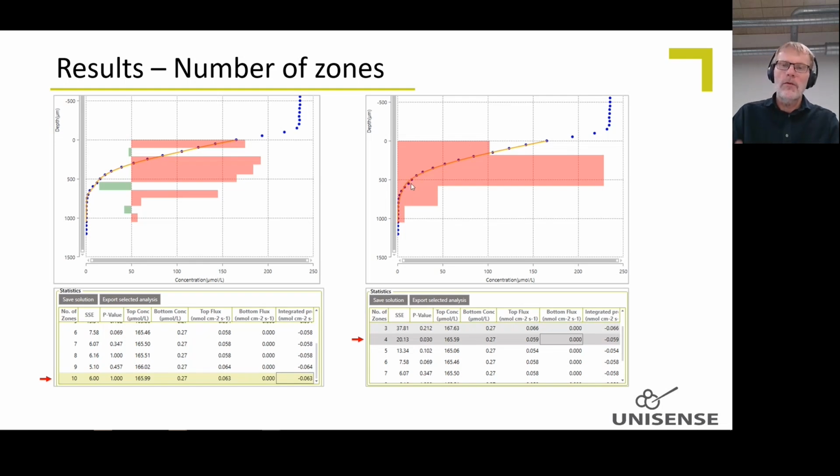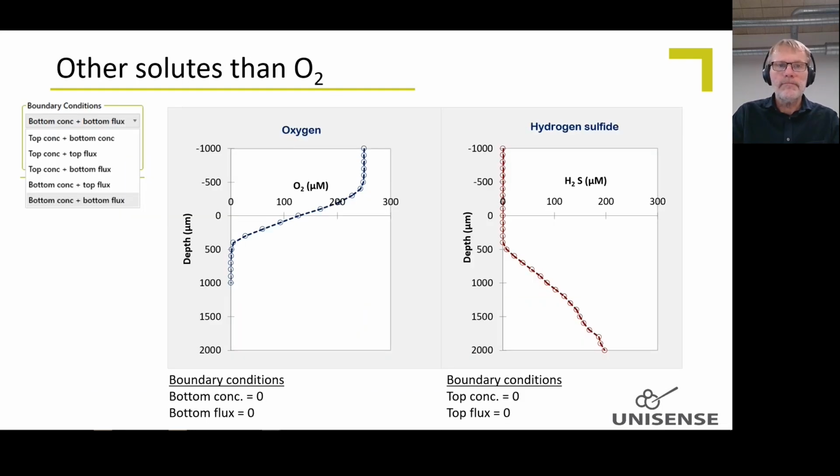So it is a smoothing of your profile and gives a nice indication of where oxygen is consumed in the sediment. If you want to work with other solutes than oxygen, for example sulfide, you may not want to use the bottom concentration, bottom flux. This one is good for oxygen because when you are down here, you have measured 0 and you have 0 flux. So it's easy and safe to determine this. But you don't know that here.